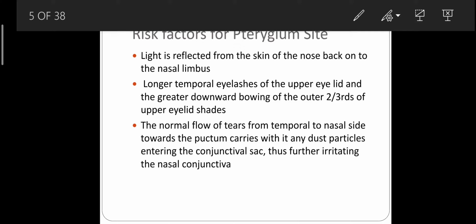Another most important asked question is which pterygium is more common, nasal or temporal. So the answer is definitely nasal conjunctiva, and the reasons are as follows.